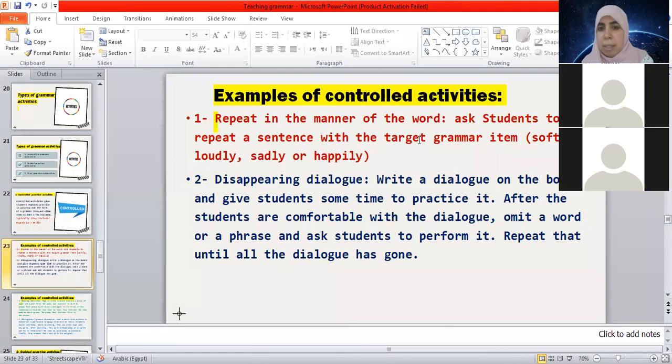So this is repeat in the manner of the word. Repetition again improves the accuracy. Okay. Number 2, disappearing dialogue or vanishing dialogue.